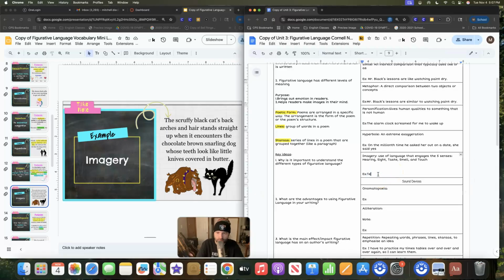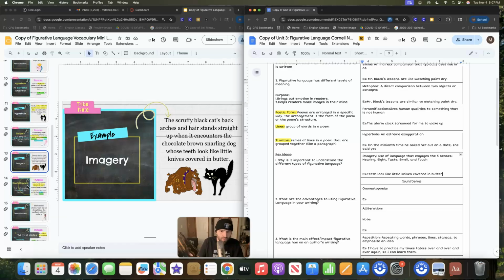So this is also a simile here, which they both can work hand in hand, but teeth look like little knives covered in butter. So his teeth were very yellow, but they were also knives, so they were very sharp. It should be painting that image in your brain instead of just saying he snarled at her with his teeth. There's no image in there. What do his teeth look like? I don't know. I haven't described them. And so that's where imagery comes in. You're just being more descriptive.